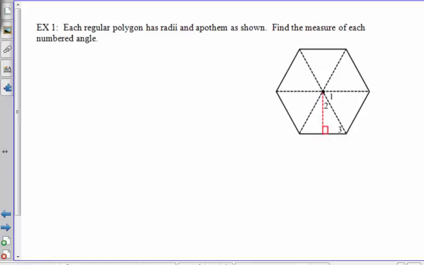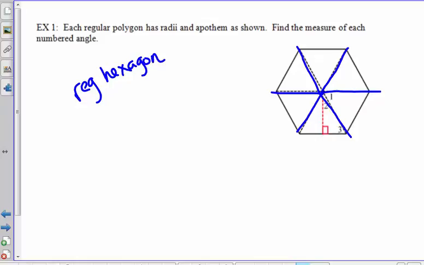All right. So we have a regular polygon. It has radii and apothem shown. Find the measure of each numbered angle. Remember that these are the radii, because there are multiple. This is a regular hexagon. And we're going to be asked to find things like the measure of the central angle, which is exactly what number 1 is. Number 1 is the measure of the central angle.